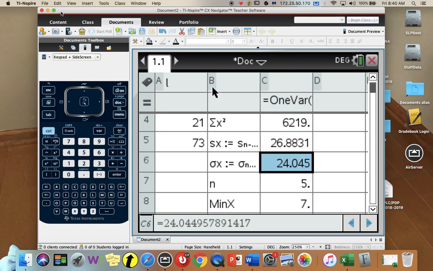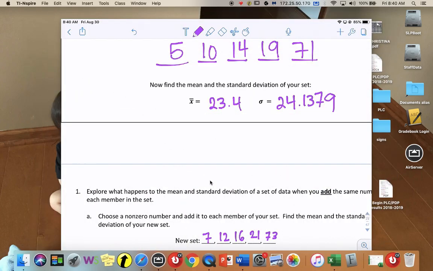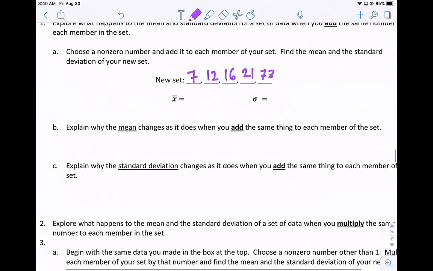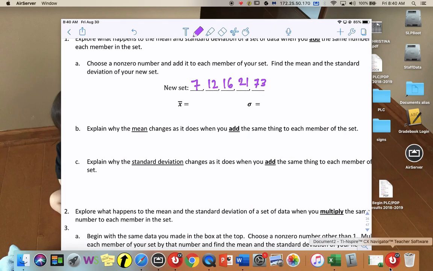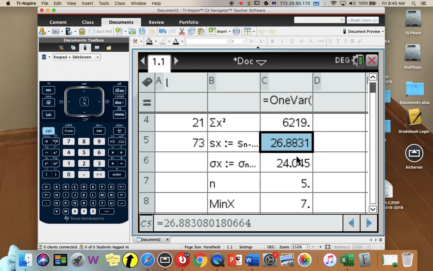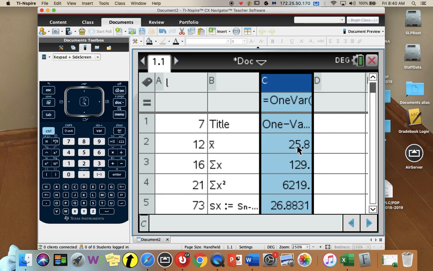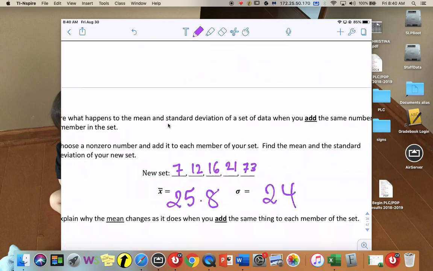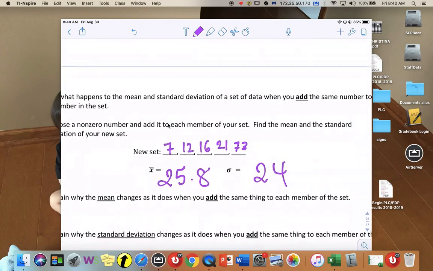All right, so let's write that down. Our average did get higher because our numbers went higher. Okay, so my new average is 25 point, I forgot already, 25.8. Back and forth here. 25.8, and the standard deviation is still about the same, 24. Maybe I should have just rounded that to 24, so 24.